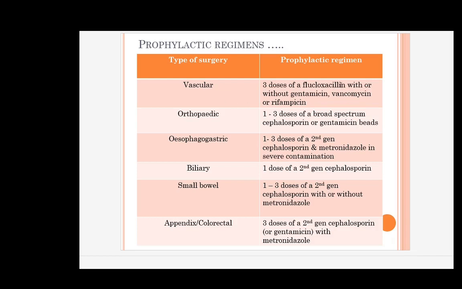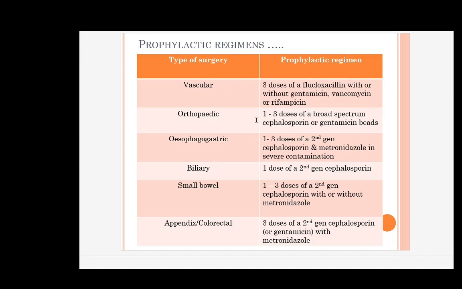Here we are mainly covering the gram positive by giving flucloxacillin, which is of course a broad spectrum antibiotic, and along with that we are giving gentamicin and vancomycin. Vancomycin and rifampicin actually are very good for staphylococci. So basically we are targeting gram positive organisms whenever doing vascular surgeries.